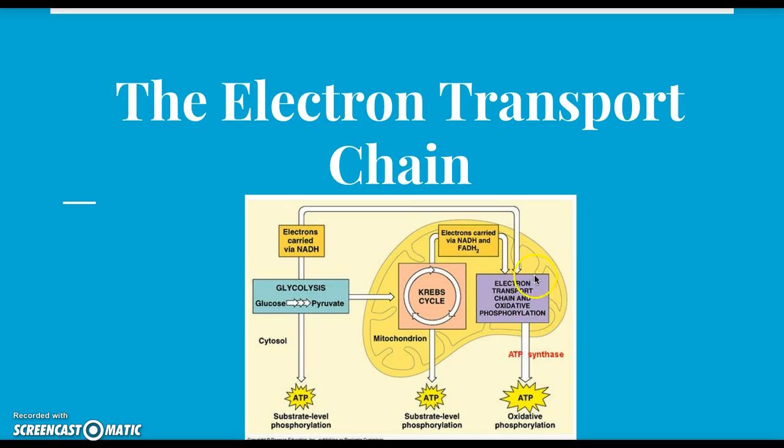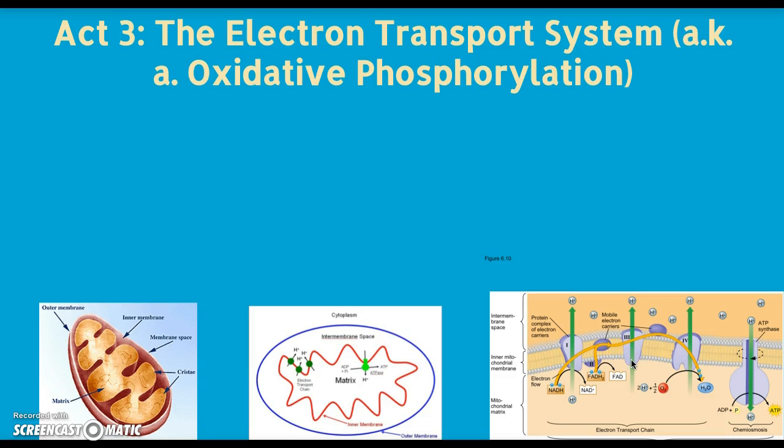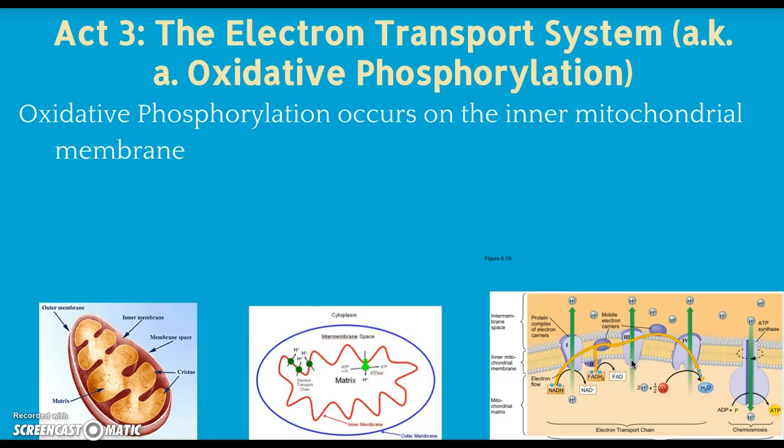And that's when we move on to this stage, which is the electron transport chain, otherwise known as oxidative phosphorylation. And this is when we get the most ATP. We're going to hopefully get about 30 ATP in this process. So this is Act 3, and it takes place in the inner mitochondrial membrane.